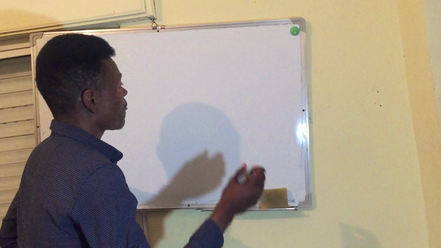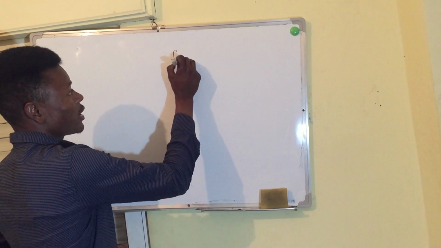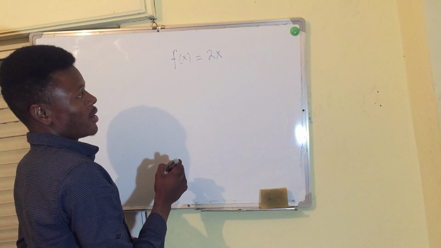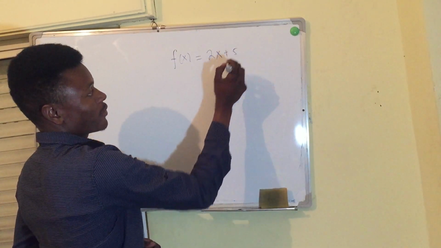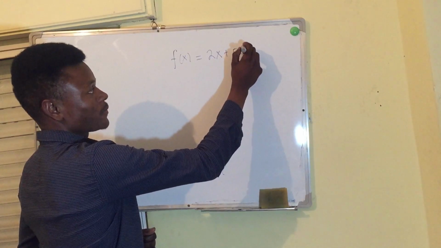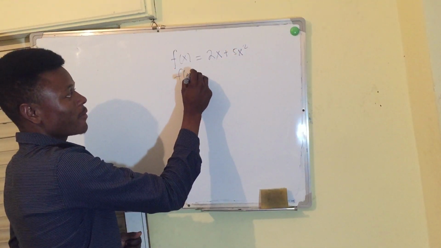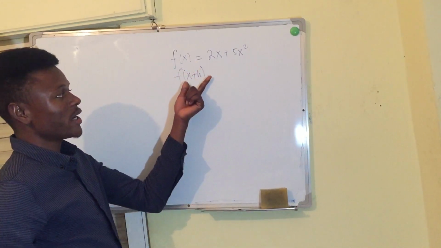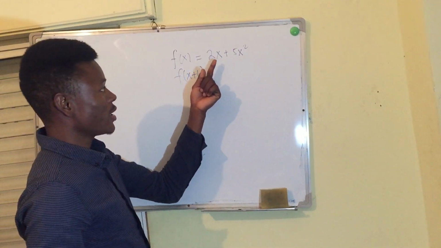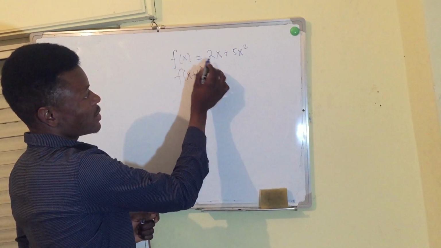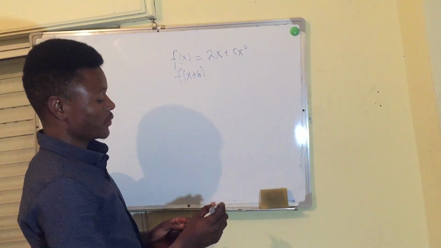For example, mutum yana da function f of x equals to 2x plus 5x squared. Sai aka ce ka gano f of x plus h. That means zaka je duk inda x take ka cire ka sa x plus h. Me yasa? Saboda nan da zai x ce, that's why always muke da x wurin.